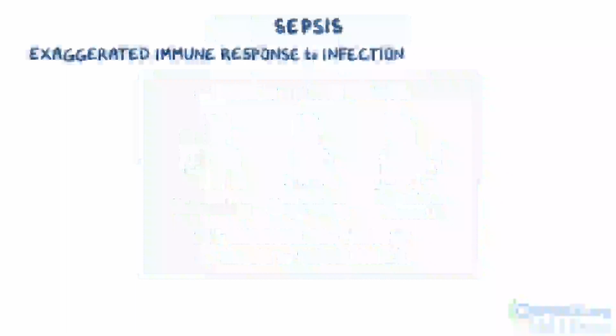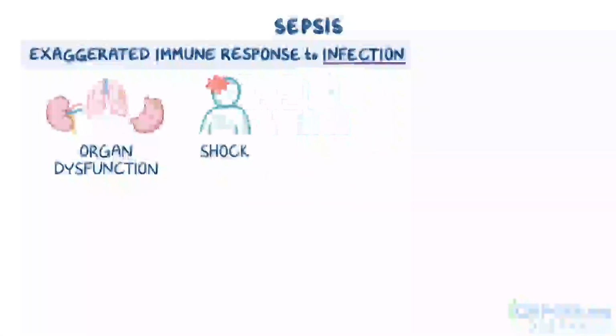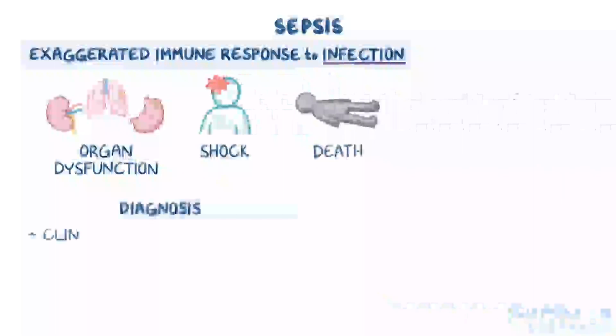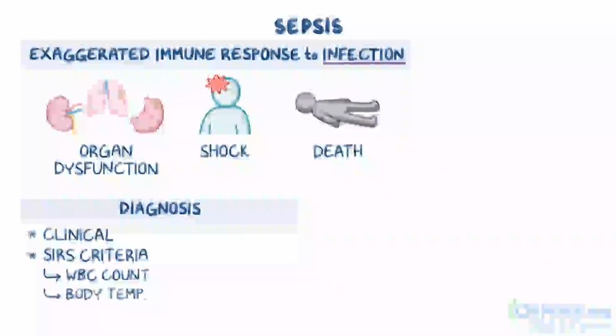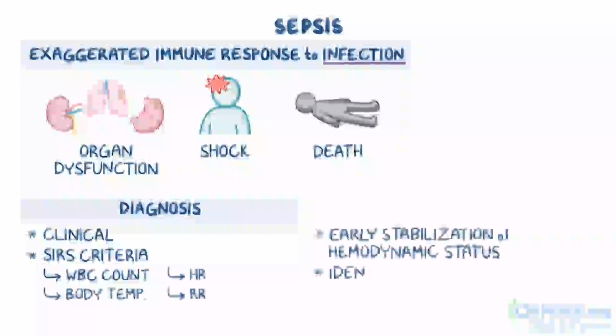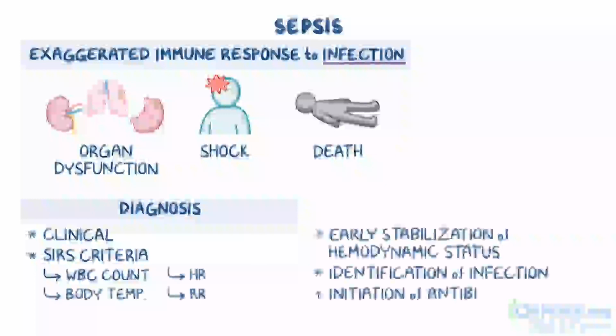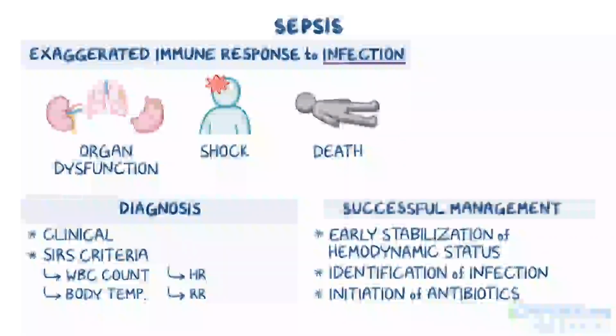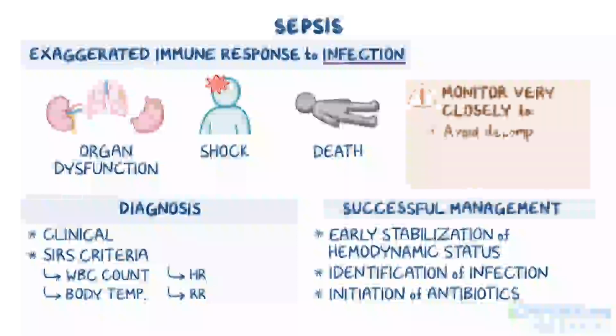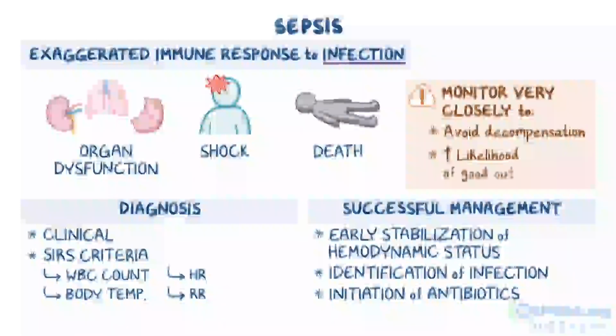All right, as a quick recap, sepsis is a life-threatening condition that occurs when an overwhelming systemic response to infection results in organ dysfunction, shock, or even death. The diagnosis of sepsis is clinical, but aided by validated screening tools like the SIRS criteria, which takes into account the patient's WBC count, body temperature, heart rate, and respiratory rate. Early stabilization of hemodynamic status, identification of infection, and initiation of antibiotics are the keys to successful management. Even when these measures are undertaken, your patient must be monitored very closely to avoid decompensation and increase the likelihood of good outcomes.